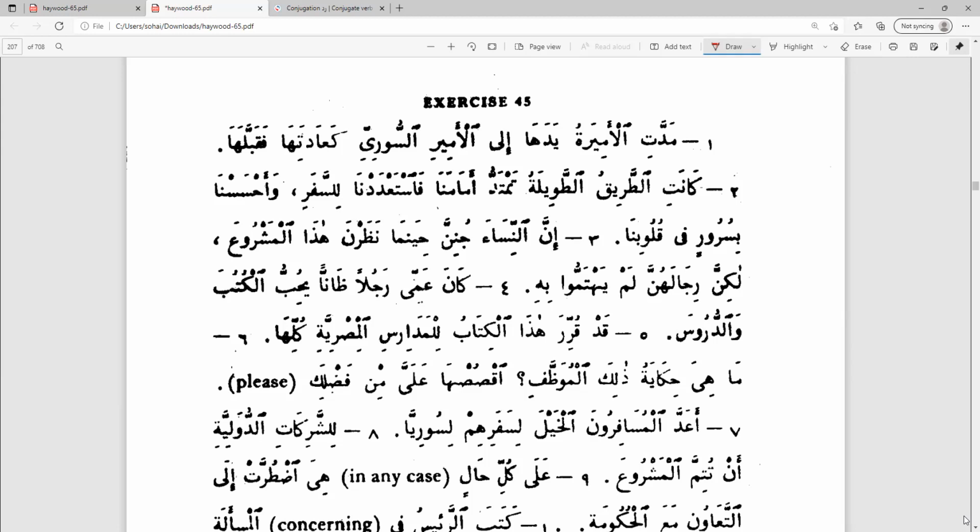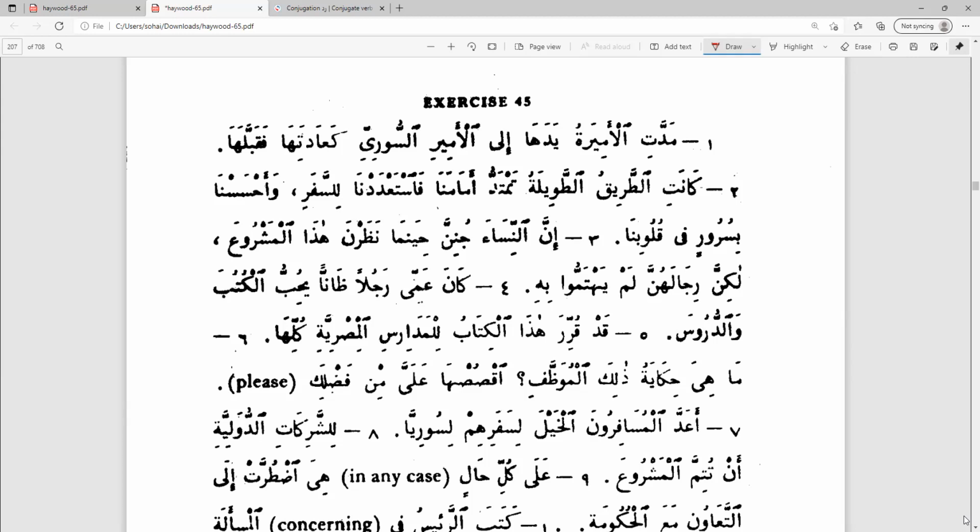So maddati is like the time period. It means to stretch. Amiratu yadaha, her hand, ila al-amir suri, that means to the Syrian prince. Ka'adatiha: ka means like, adatiha, ada means habit, like her habit.